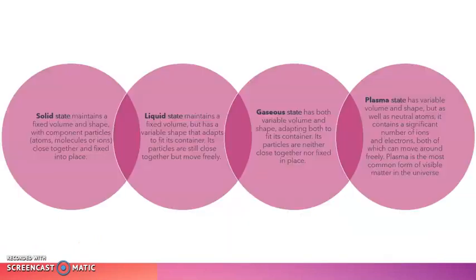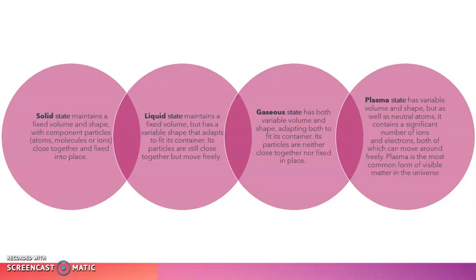So solid state, it maintains a fixed volume and shape with component particles. They may be atoms, molecules, or ions, and close together, and they are fixed into place. So they are not free to move, they can only vibrate about certain fixed positions. Second, liquid state, it maintains fixed volume, but it has variable shape. It adapts to fit its container.